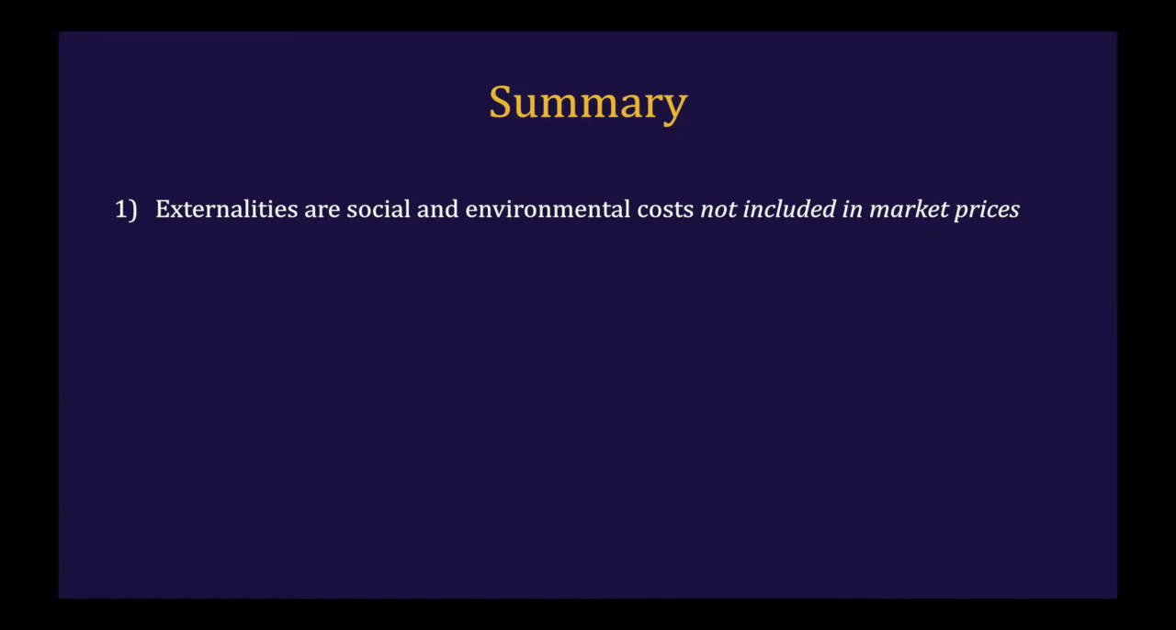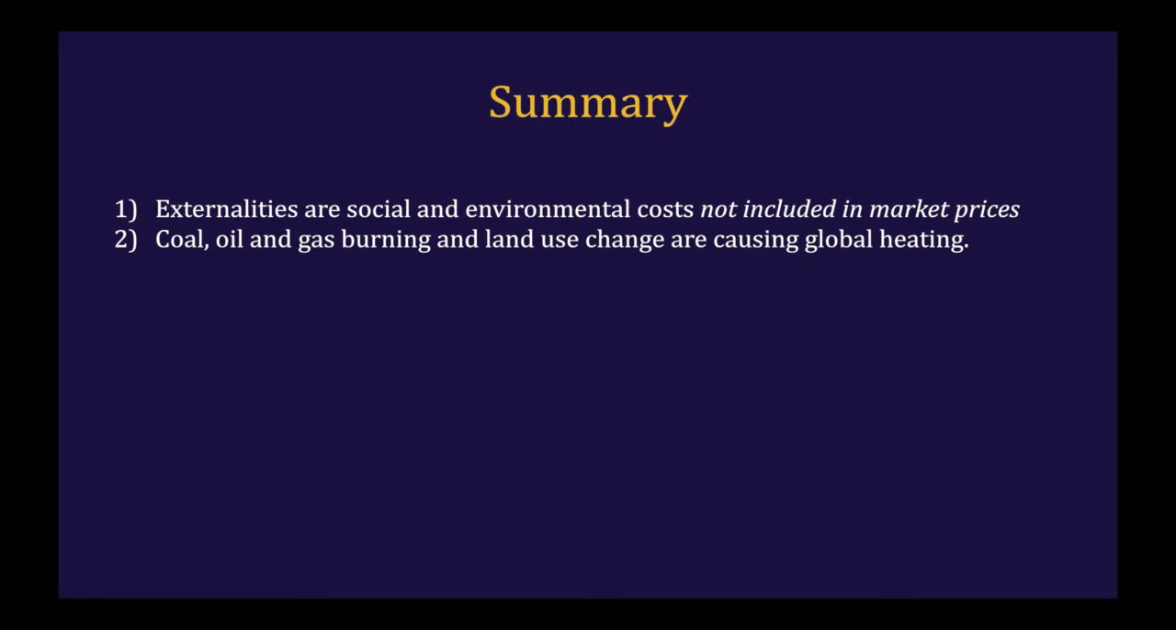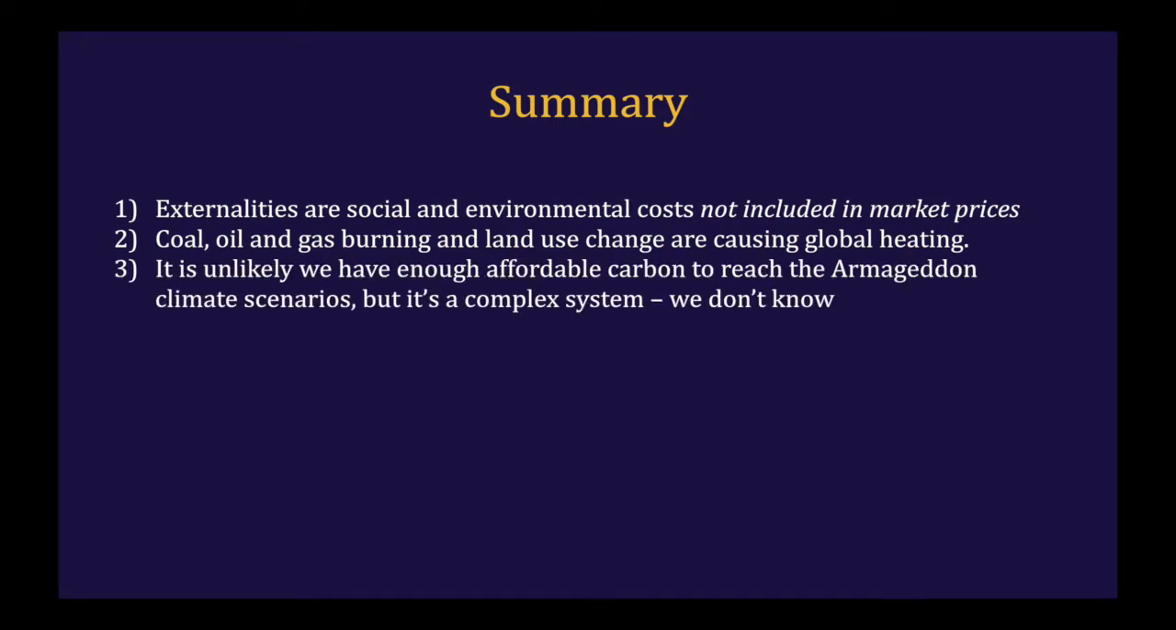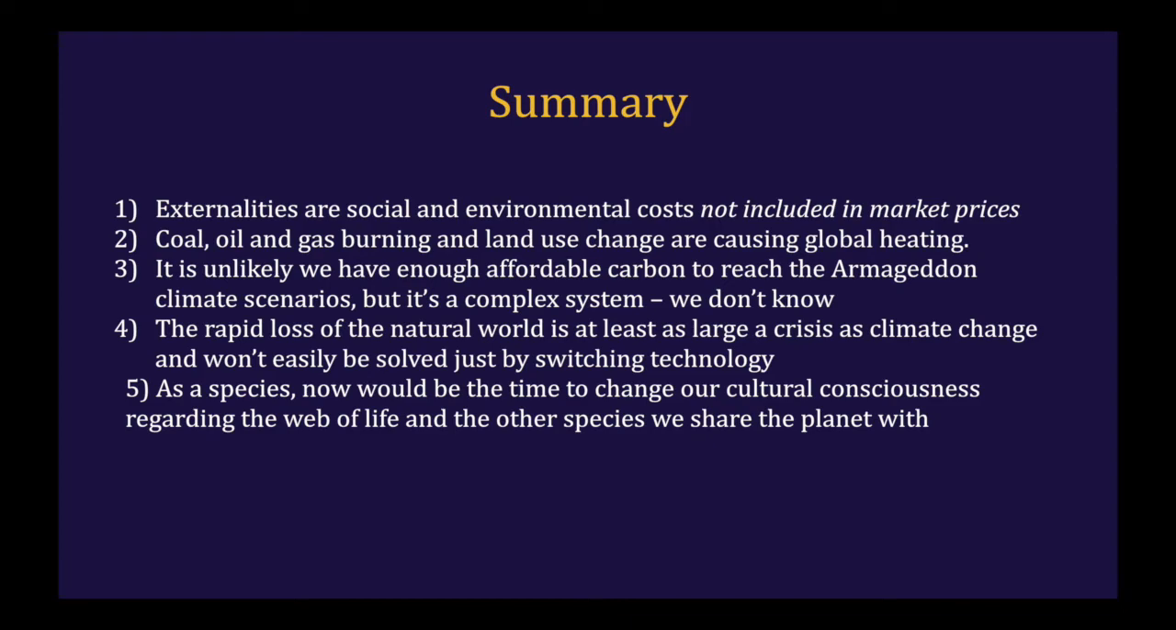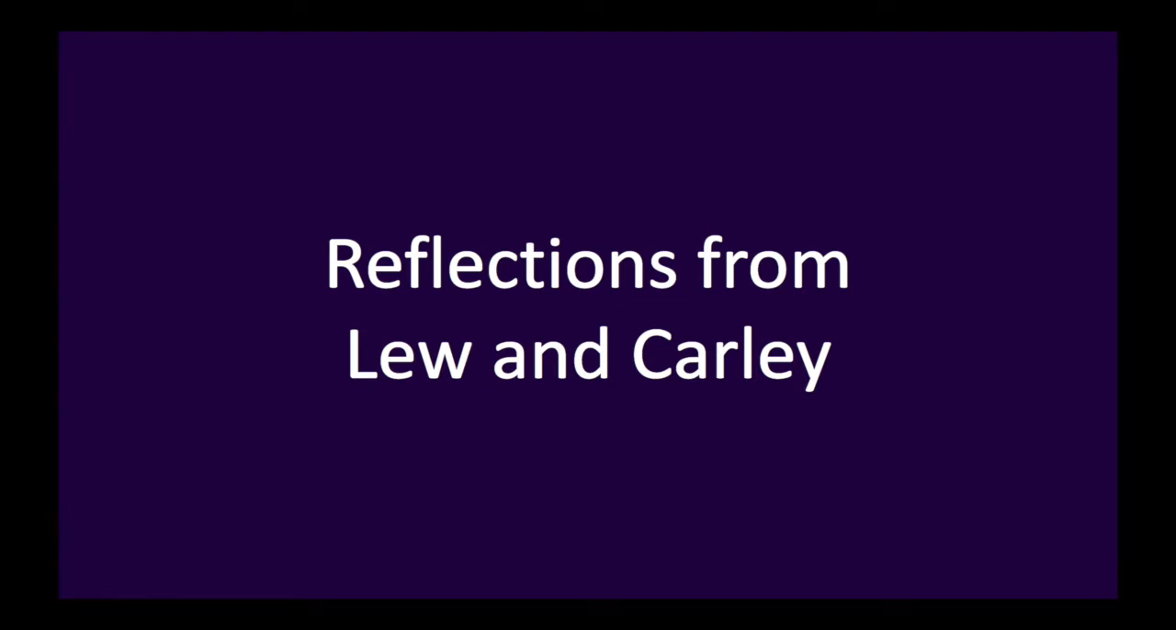Okay, brief summary. Externalities are social and environmental costs that are not included in our market prices. Coal, oil, and gas burning and land use change are contributing to global heating. It is unlikely we have enough affordable carbon to reach some of these Armageddon climate scenarios, but it's a complex system. We don't know. The rapid loss of the natural world is at least as large a crisis as climate change, and it won't easily be solved just by switching technology. As a species, now is the time we must change our cultural consciousness regarding the web of life.